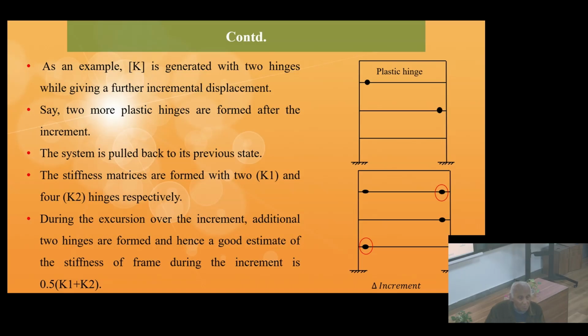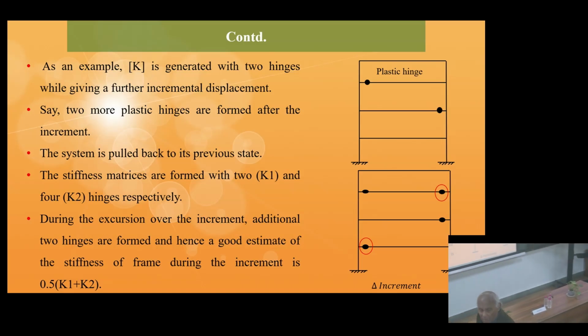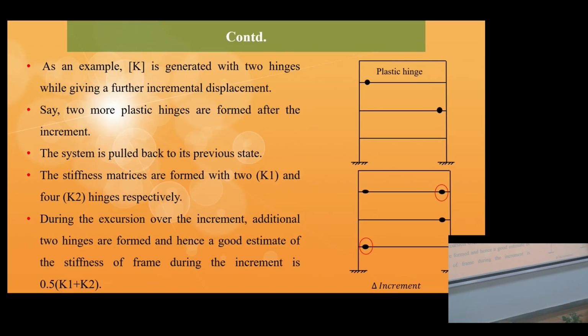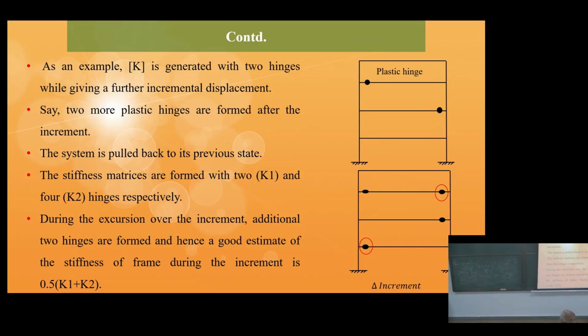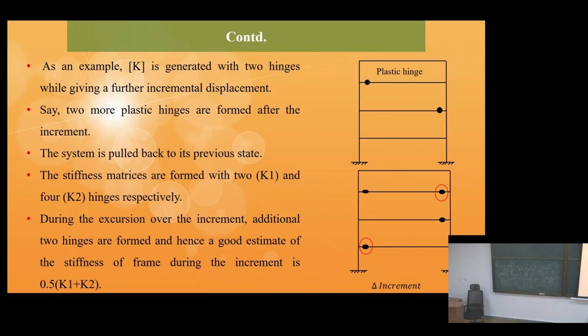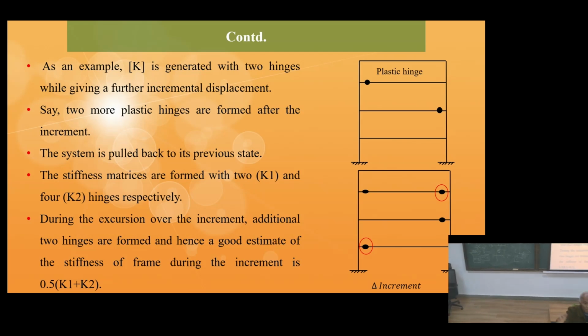So how to take care of this? There are two approaches. One is that you make your delta T, delta E, very small increments. In that case, most probably, during the increment, the extra hinges will not form. Only at the end will they form. Right? This is one way. But in that case, the time taken for the solution will be more.